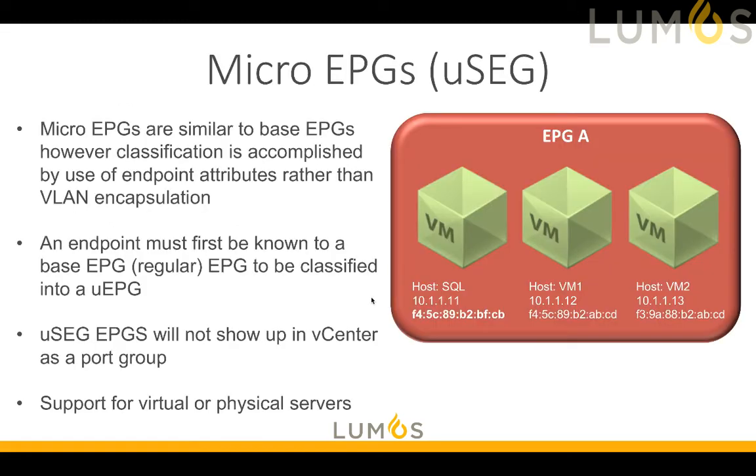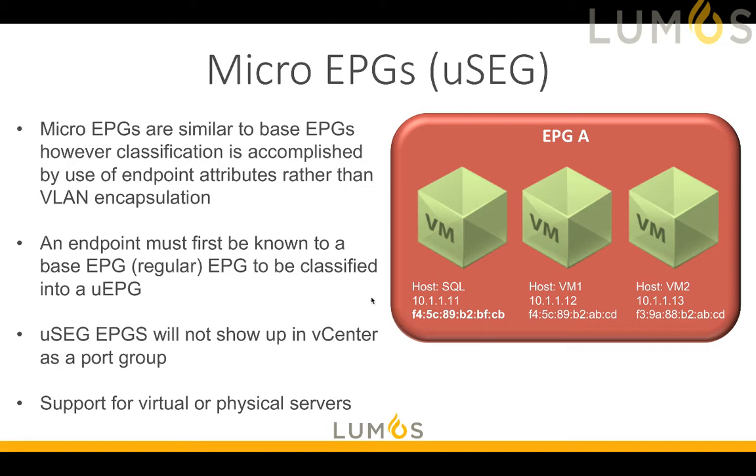So let's talk first about micro EPGs, also known as USEG EPGs. In ACI, we have two types of EPGs. We have our base EPGs, and we also have these micro EPGs. So when you're in the GUI, most of us are familiar with base EPGs. We've probably also seen the micro EPGs as well. Now, they're very similar to base EPGs. However, there's a couple differences that we'll discuss. One of those differences is that we classify these USEG EPGs more so on endpoint attributes versus VLAN encapsulation. So that's one of the differences there.